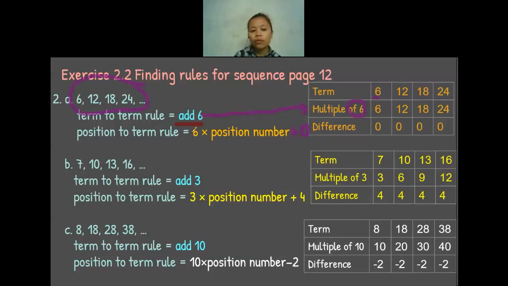Is there anyone who gets confused at question 2a? Is there anyone? Hello? No? Okay. If you have no question, I will move to question 2b.